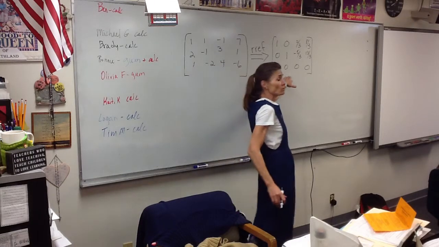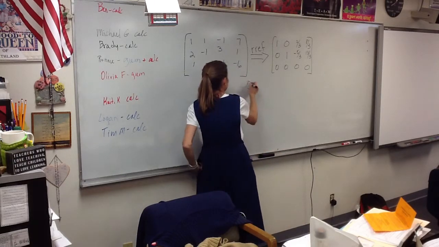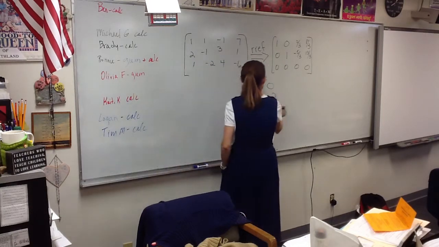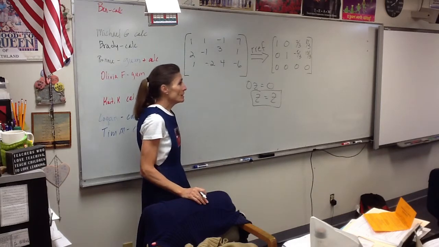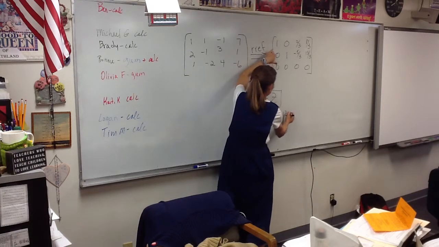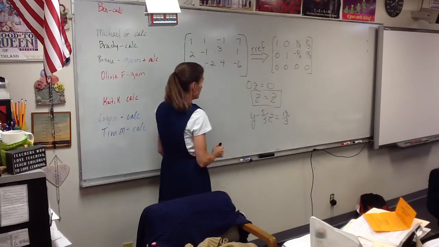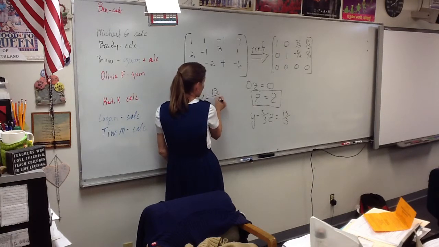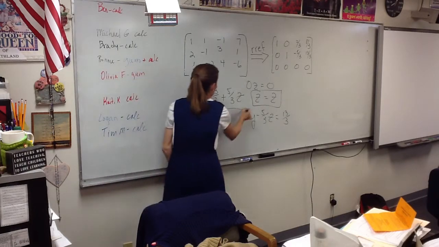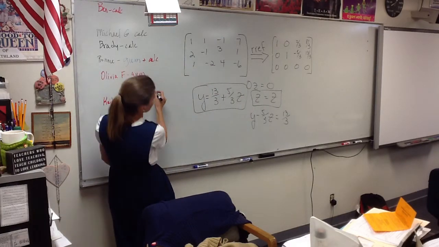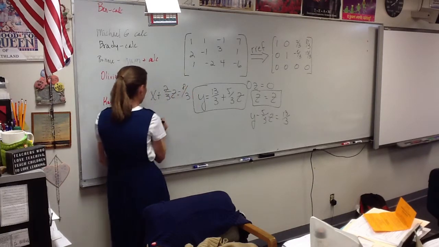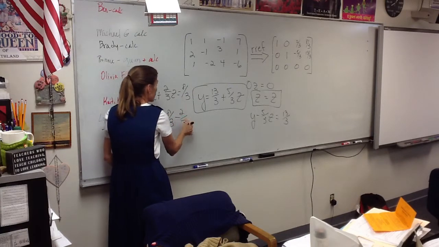So what does the bottom row say? 0z equals 0, which means z can be anything. So that's your first answer. Now, tell me about y. y minus 5/3 z equals 13/3. So y equals 13/3 plus 5/3 z. And then x plus 2/3 z equals 8/3. So x equals 8/3 minus 2/3 z.